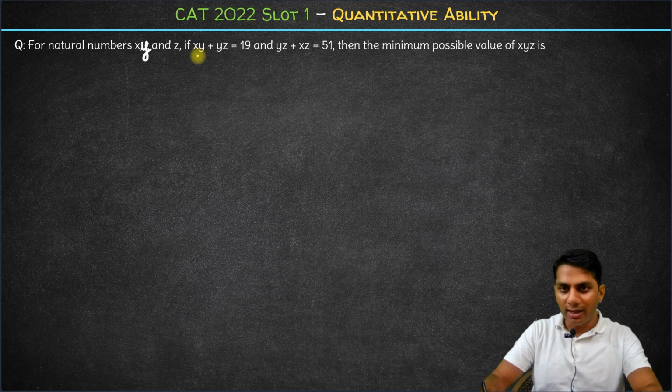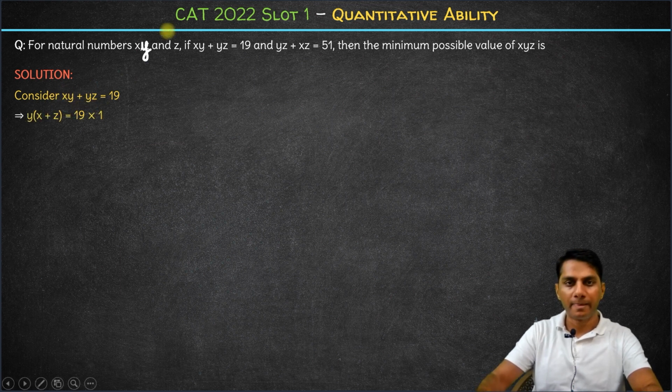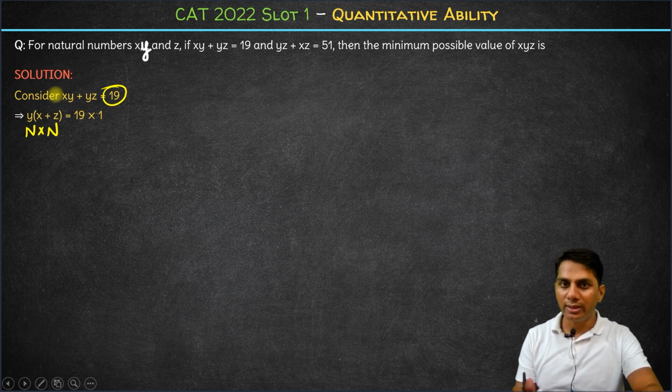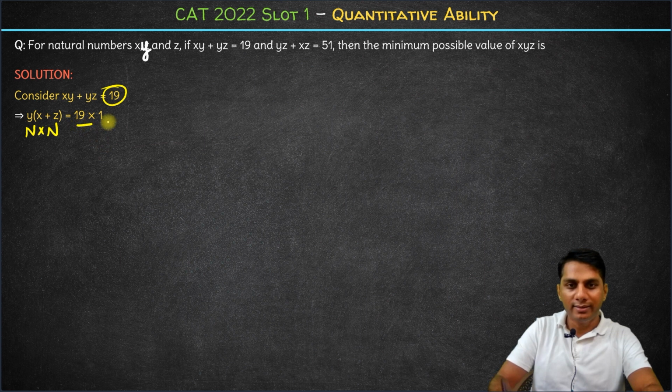Okay, so let's start with this particular equation. Here we have x into y plus y into z. Let's take y common from here. So we'll have y into x plus z is 19. Now y is a natural number and x plus z is also a natural number. So the left hand side is basically the product of two natural numbers, which is equal to 19. But 19 is a prime number. Now how can you write 19 as a product of two natural numbers? The only possible way is 19 into 1.